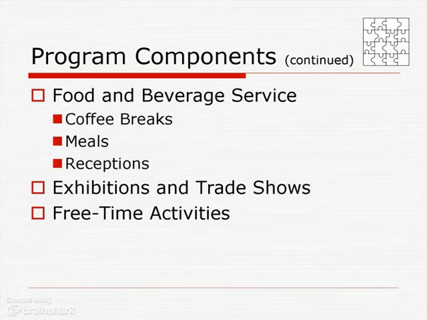Additional important program components include food and beverage service, which includes things such as coffee breaks, meals, receptions. There are different kinds of food and beverage services that may be alcoholic beverages. You may have a bar. Exhibitions and trade shows may be a component of your overall program. And free time activities. Free time activities for the attendees as well as activities for companions would be components you would plan for your meeting.